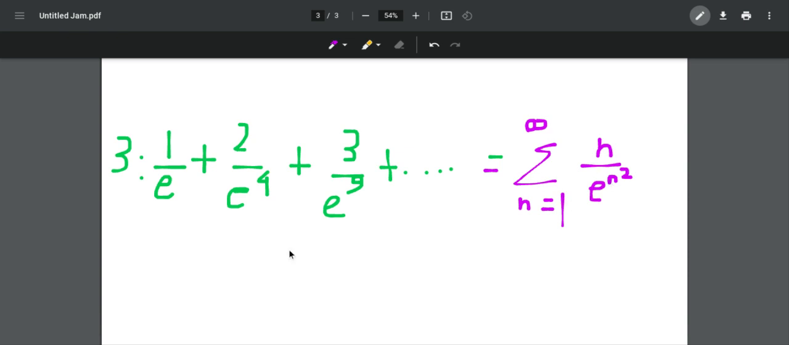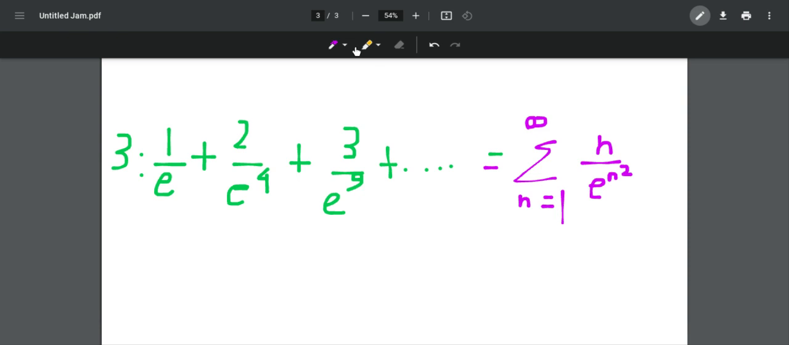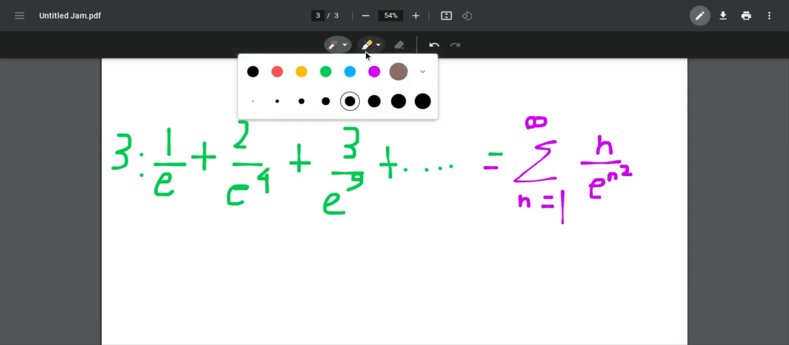It is definitely positive, because if you put in any term, this is positive. E to any power is positive, and the numerator is also positive. And it's definitely continuous, because for a function to have a discontinuity, the denominator should be equal to 0, but e to the n squared never equals 0. So we don't worry about that. So we can go ahead and integrate it.